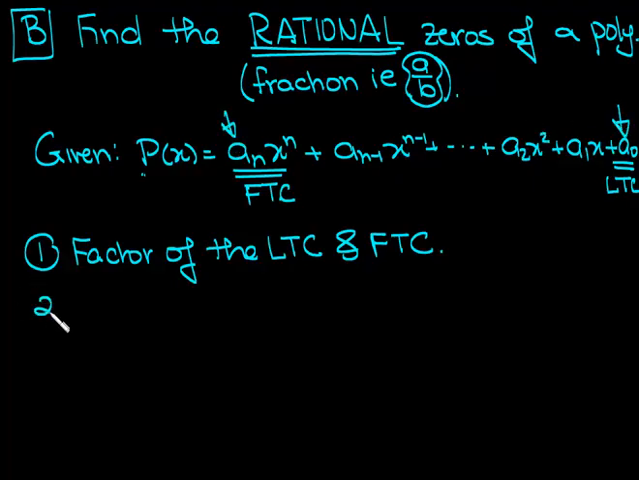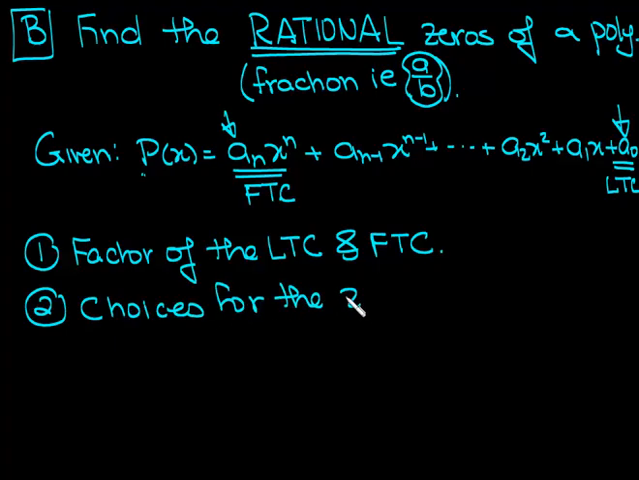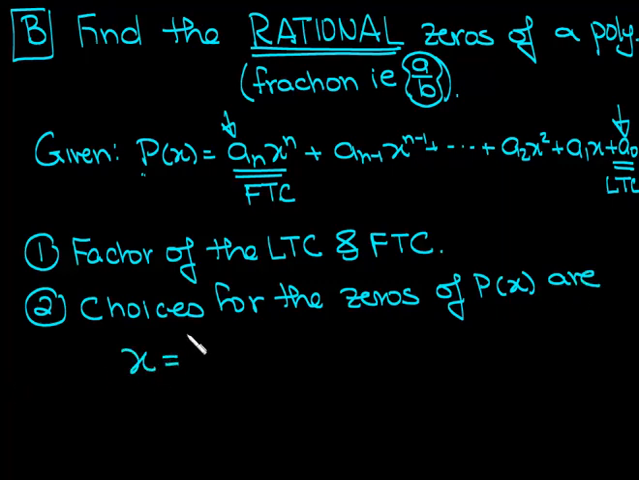Then our list of choices for the zeros of p of x are, I'll call the zeros x, because zero is going to be some value of x for which that's going to be 0. x is going to be the last term coefficient divided by the first term coefficient. Those are our choices.